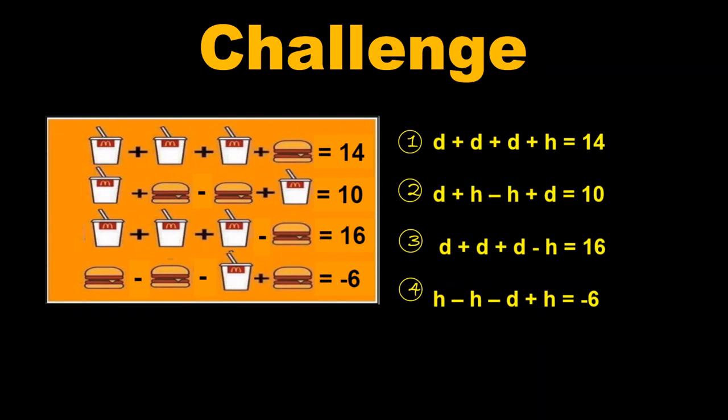So you've got 2 unknown values here, the value of a drink and the value of a hamburger, but you've got 4 hints to help you figure out what those are. So you've got more than enough information here. Let's see who can work this out.